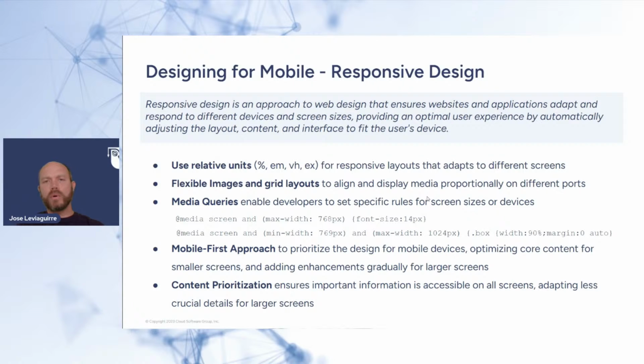Also, the mobile-first approach. Again, this is a principle that designers and developers use that starts by developing for mobile devices first and then progressively enhancing the experience for larger screens, adding more content. But the essential content has to be prioritized. This ensures that the core functionality and content are optimized for smaller screens, with additional features added for larger screens. Okay. The next concept is content prioritization, which is similar to the previous one, but ensures that important information is accessible on all screens, adapting textual details for larger screens.